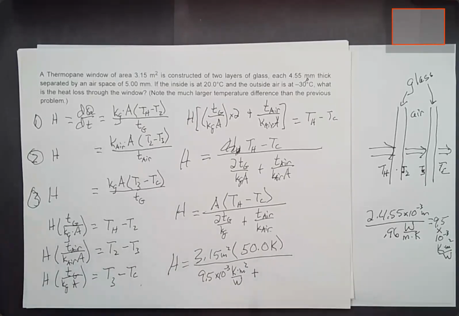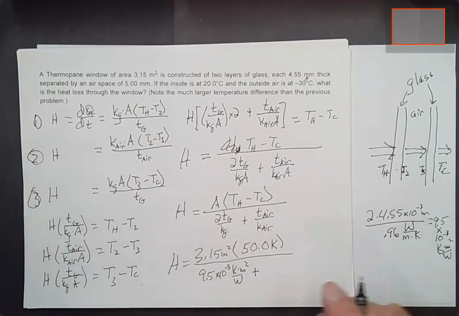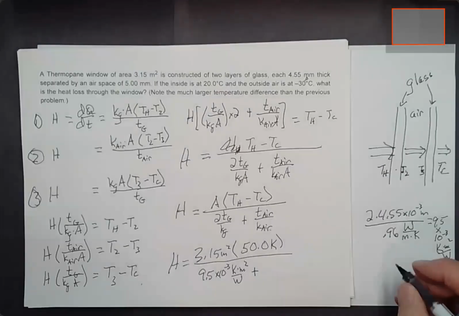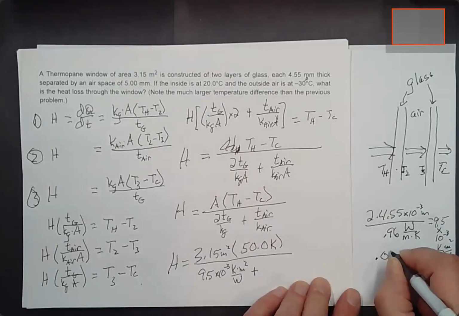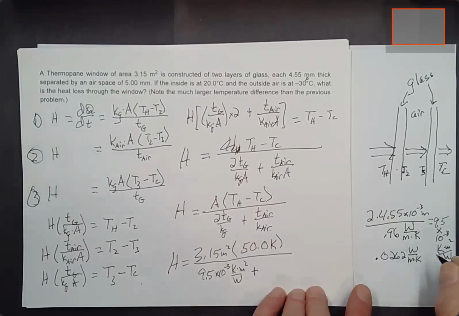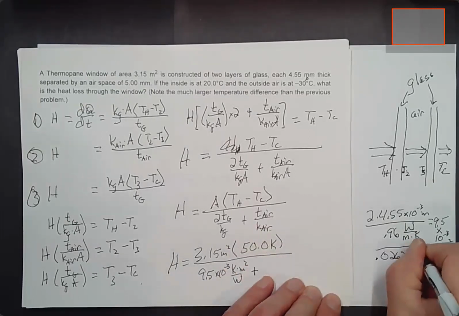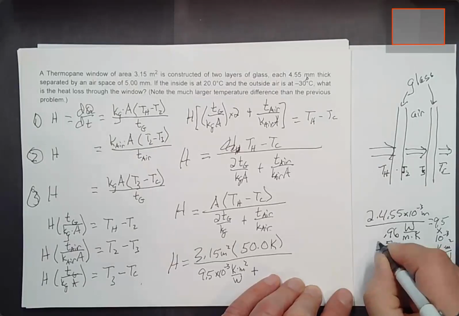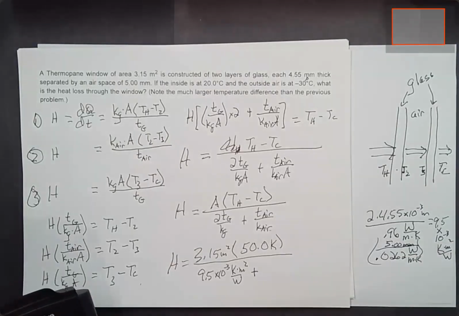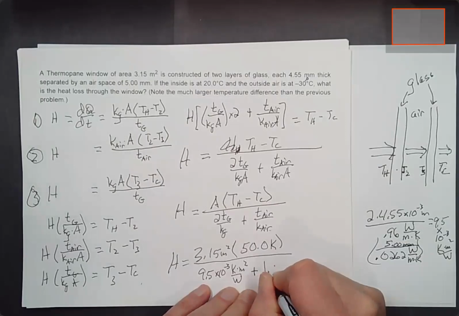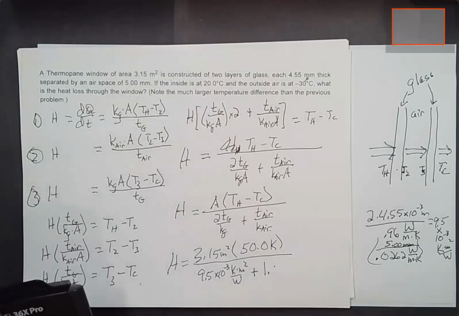Okay. Now for the air, I just take K for the air, which, looking up on my table here, is 0.0262 watts per meter Kelvin. Whoops, that's what goes on bottom. I wanted the thickness of the air on top. The thickness of the air was 5.00 millimeters. And if we calculate that, I get 1.91. Oops, I forgot that was a millimeter on top. Let's see.